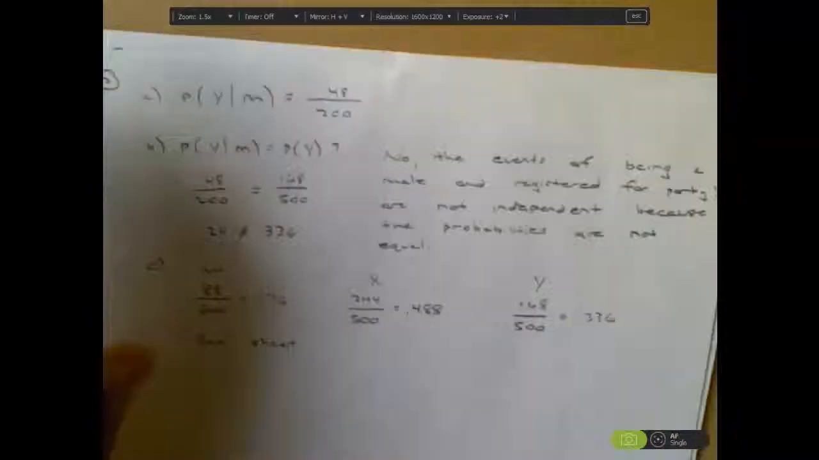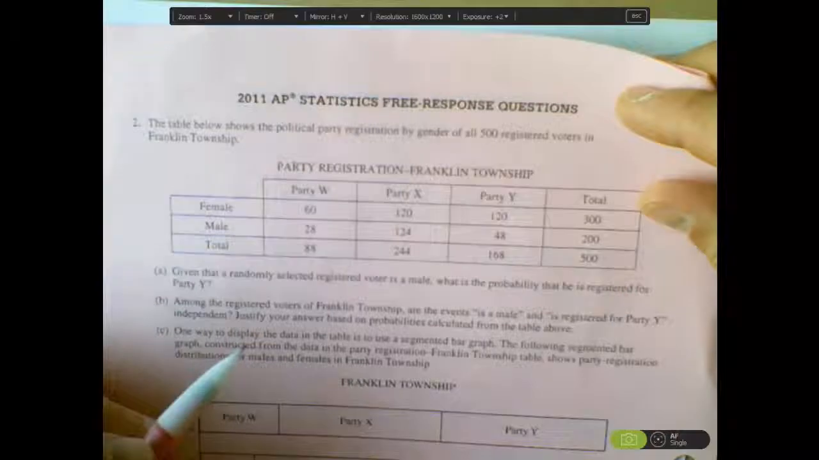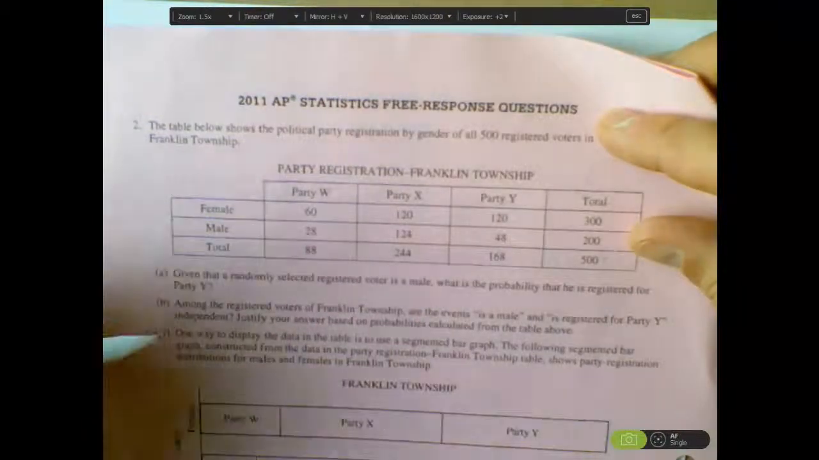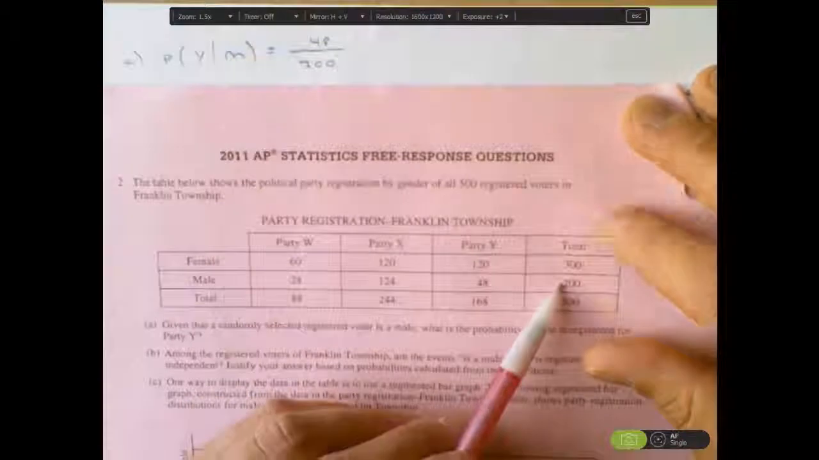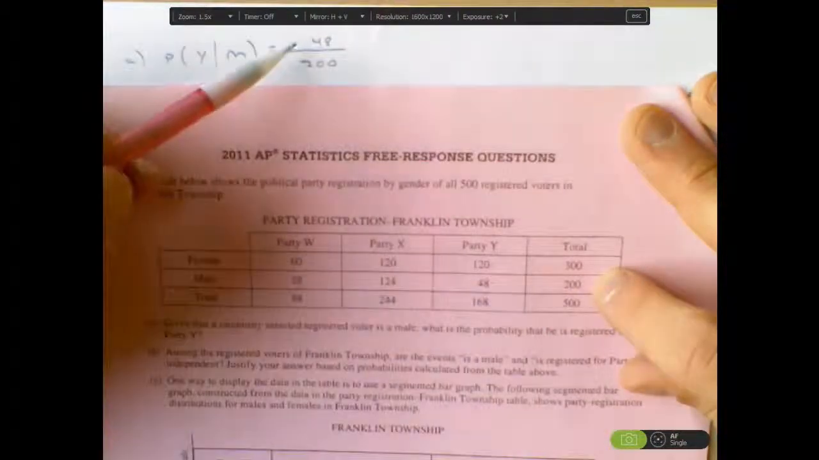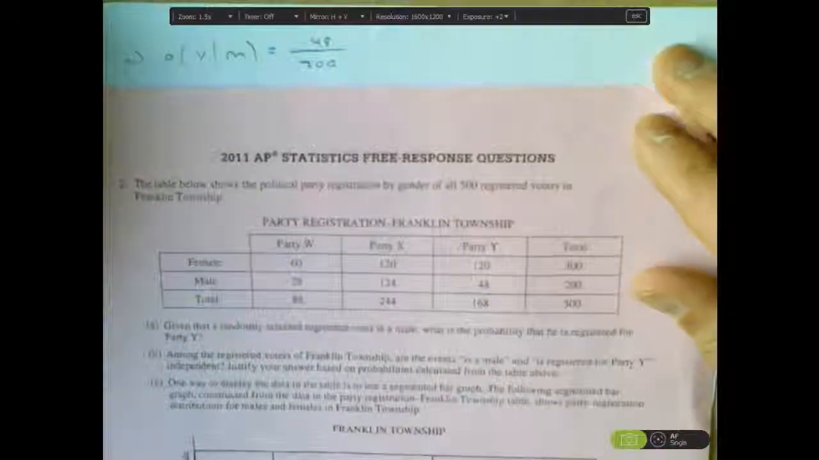This is the probability question where you're given this contingency table, and given that a randomly selected voter is a male, so it's a conditional probability. What's the probability he registered for party Y? So given he was a male, there's 200 males total, that's my denominator, out of which 48 registered for party Y, so 48 out of 200. You can leave it as a fraction or you can change it to a decimal.